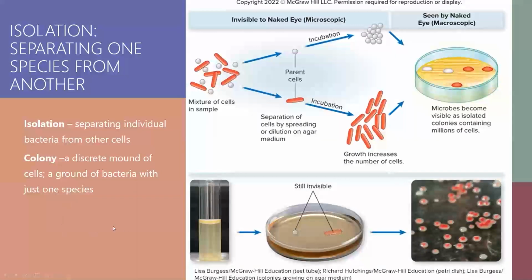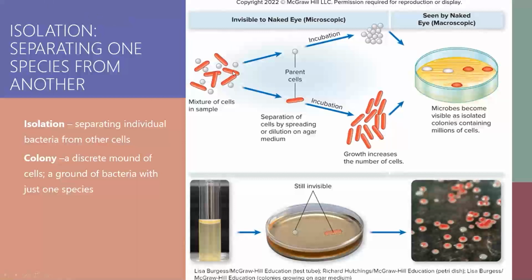Okay, so once you've grown it all up, we're on to isolation. This would be separating individual colonies from the other cells. Again, a colony is that discrete mound, that circle of cells grown on the agar, and this indicates we have one individual species of bacteria.